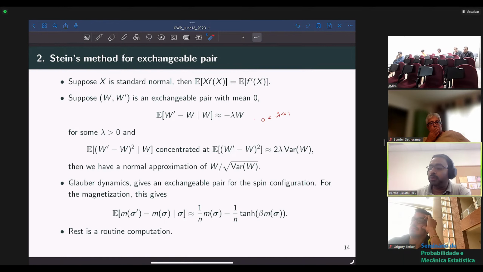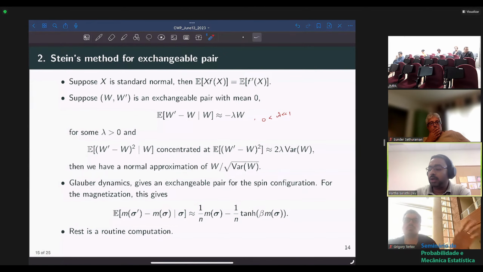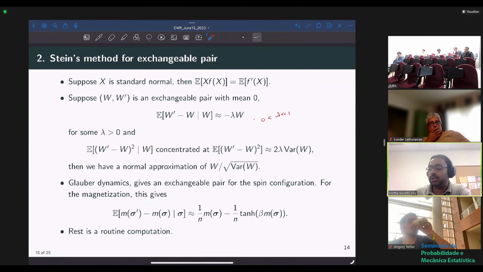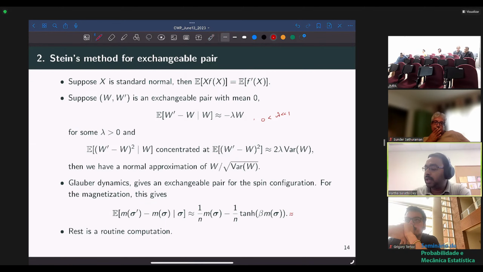And one can explicitly compute the conditional change. Sigma is my original configuration, and using Hubbard dynamics I create this sigma prime, look at the conditional change, and the change turns out to be like this. Now m sigma is very small because we have to magnify. You can see that if beta is less than 1, this quantity is concentrated around, I missed a 1 minus here, 1 minus beta over n times m sigma. This is true as long as beta is less than 1.